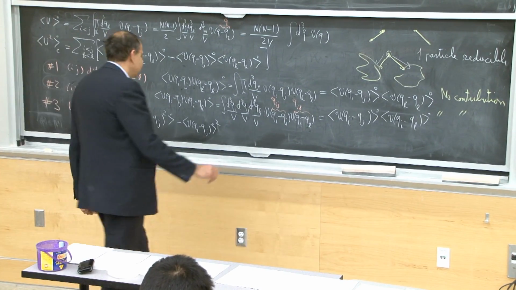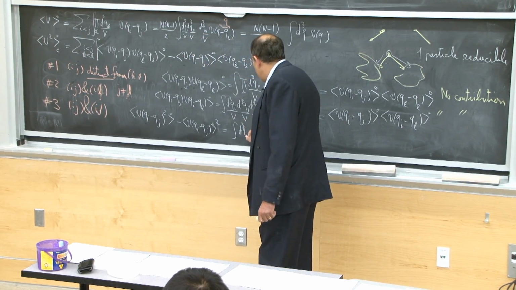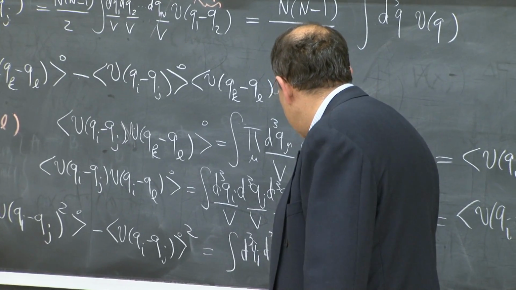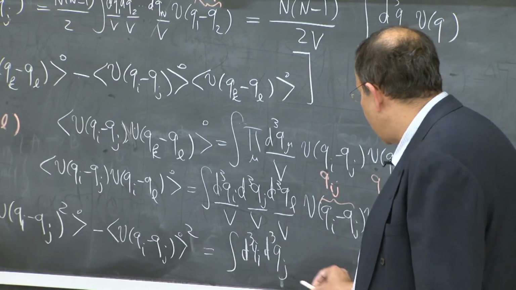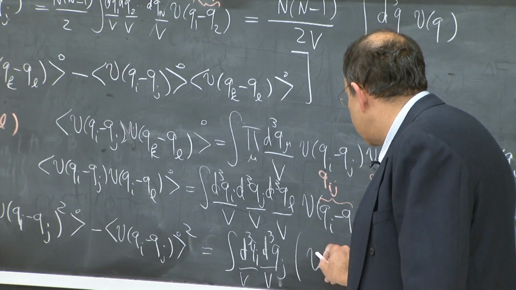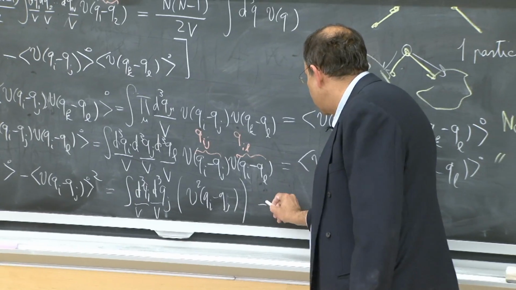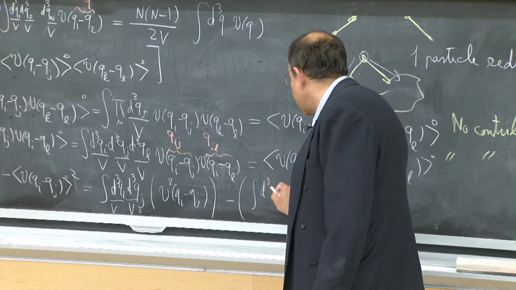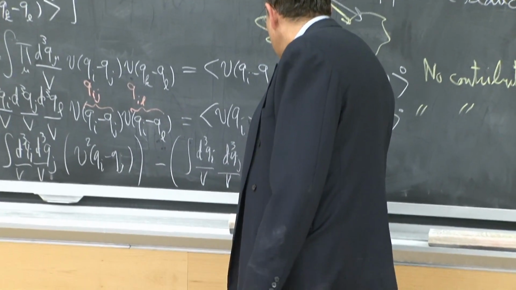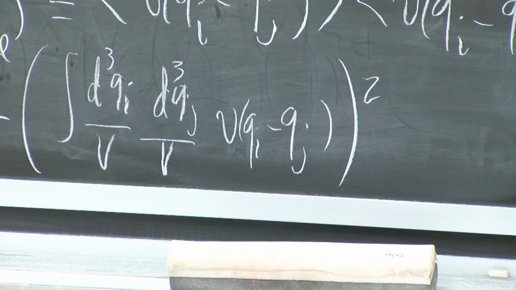If I write that in terms of integrals, this becomes the integral d cubed q1, d cubed q2, well, qi, qj. I will have factors of v. Then I would have v squared qi minus qj for the first term, and then the square of something like this for the second term. Okay?